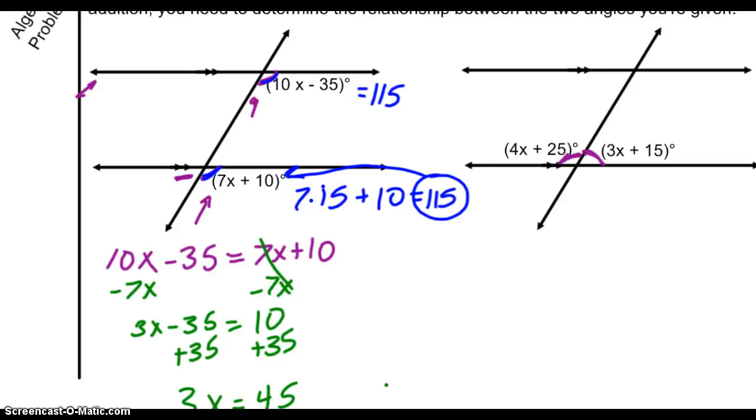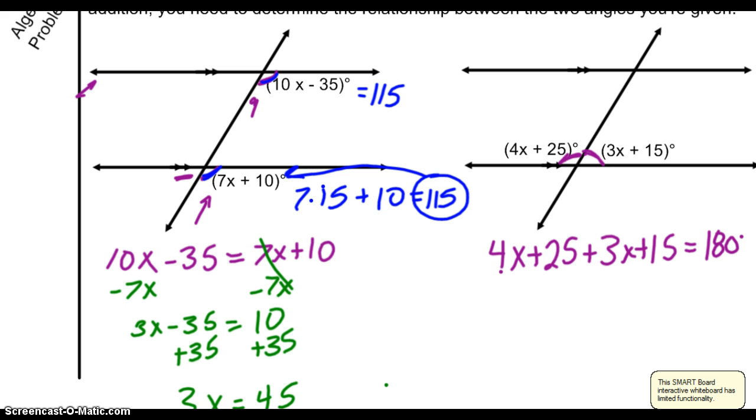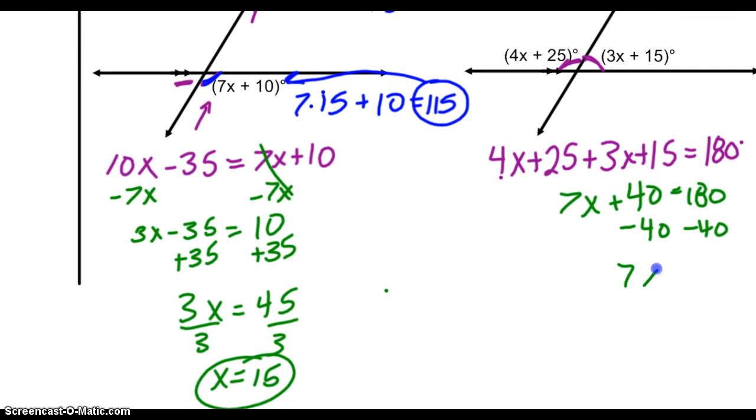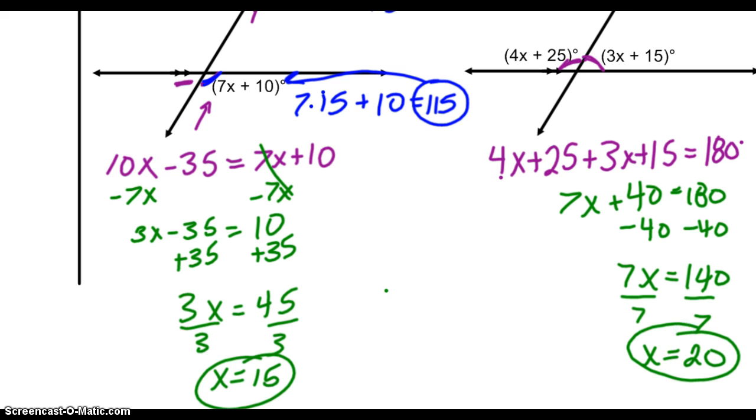They're supplementary, so that means that 4x plus 25 plus 3x plus 15 should all sum up to 180 degrees, a nice straight angle. So we can combine like terms and get 7x plus 40 equals 180. We can subtract 40 from both sides and get 7x equals 140. We can divide both sides by 7 to get x equals 20. Okay, so the variable x equals 20.